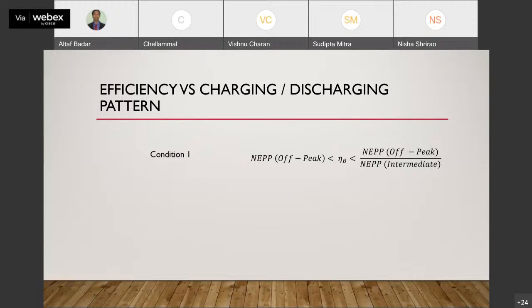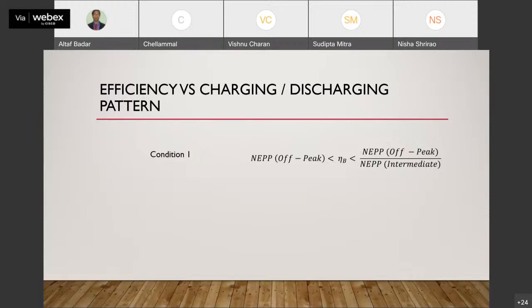So now what happens is that when we divide it, we have assumed it as a day ahead market with three different kinds of prices. The lowest price of tariff is called off peak, right? The middle one is called intermediate, and the highest price is called peak.